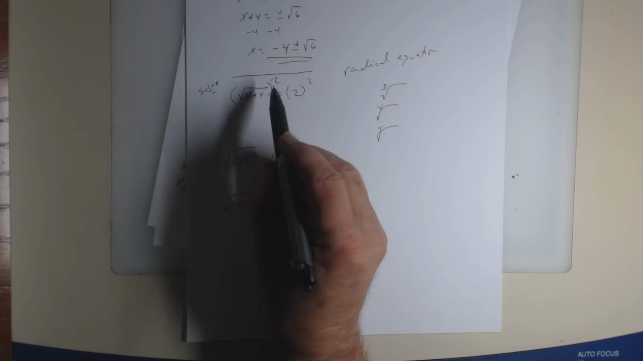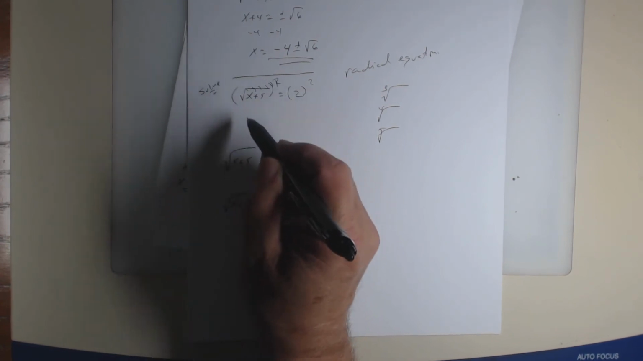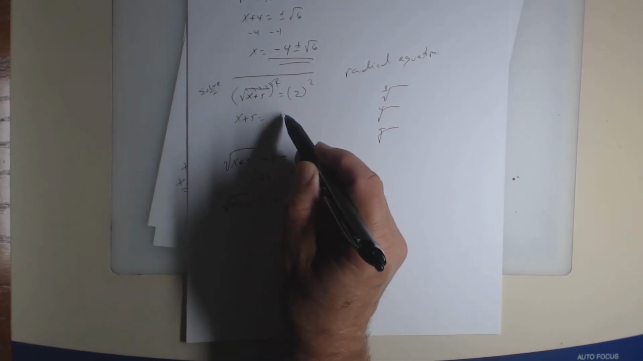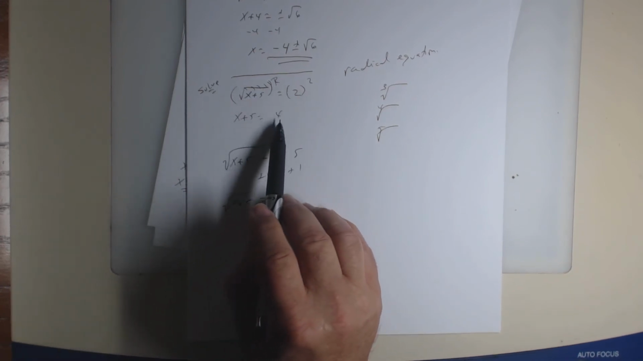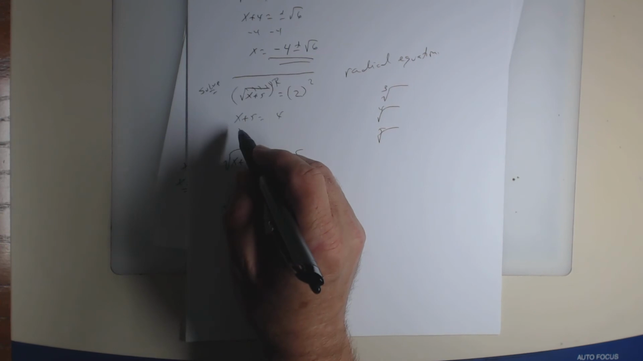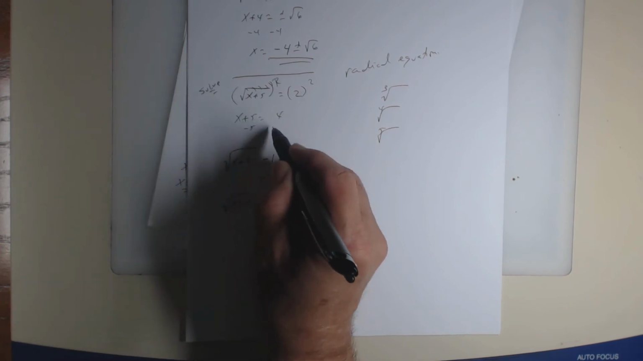All right. So when I square, the square and the square root undo each other, so you get x plus 5 equal what? 4. So notice I went from a radical equation to what kind of equation? Linear. So then I solve for x, and so what's x here? -1.